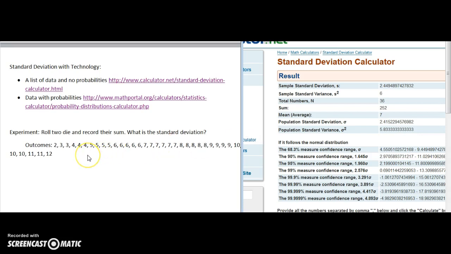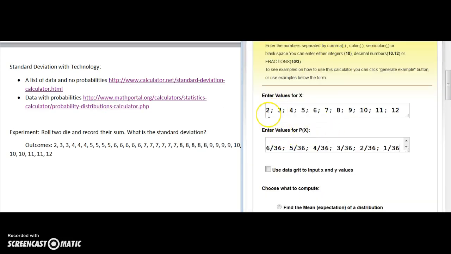Now I could do that exact same calculation looking at its probabilities instead. So if I have data with probabilities, I'll want to use the second link. I've listed in the very first top box all of the values for x. So the different ways that you can get a sum with 2 dice is you can roll a 2, get a sum of 3, a sum of 4, and all the way up to 12. Those are all the x values. Then down below, I write all the corresponding probabilities.